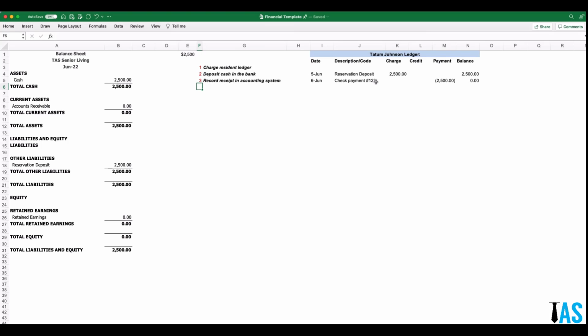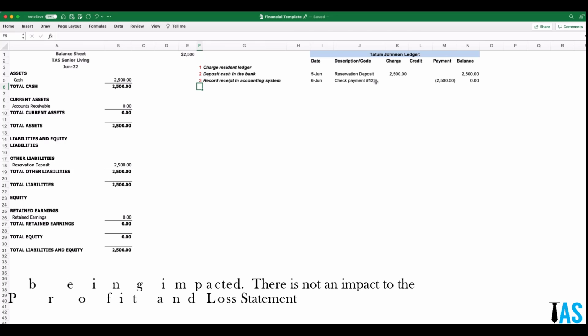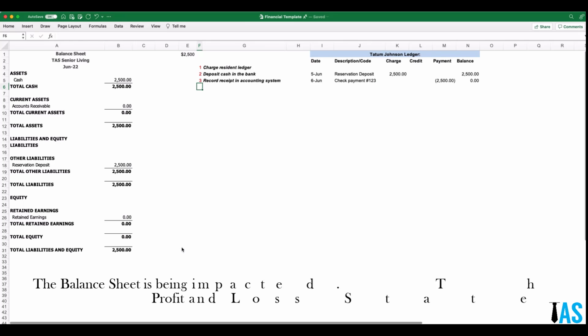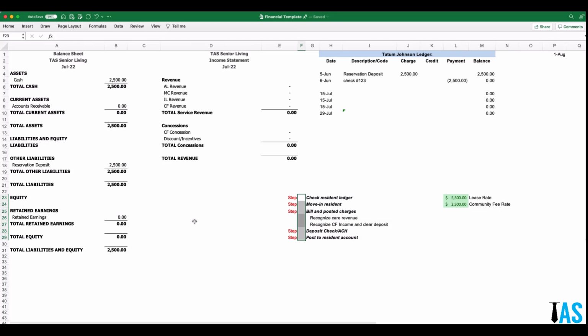So that financial statement, the balance sheet, is being impacted when we're doing the reservation process. No impact to the profit and loss statement. So we're going to go over to scenario 2, or the next phase, where we will see, after a reservation deposit, what a move-in looks like.